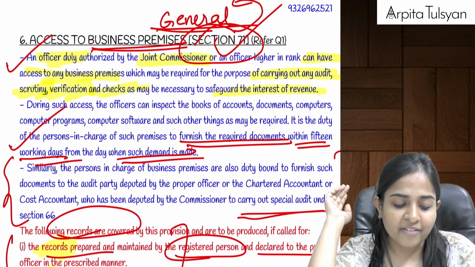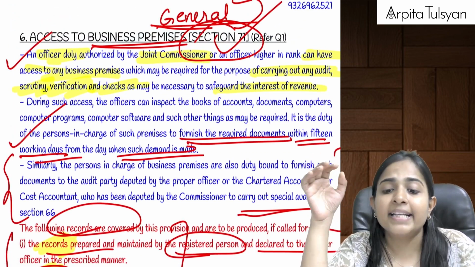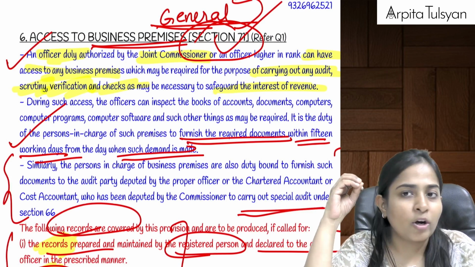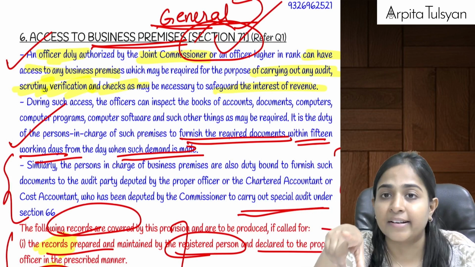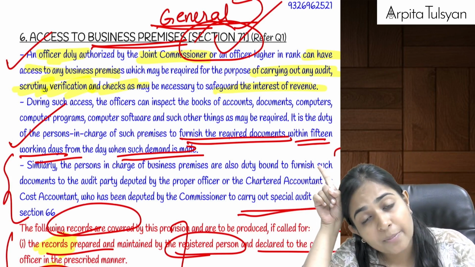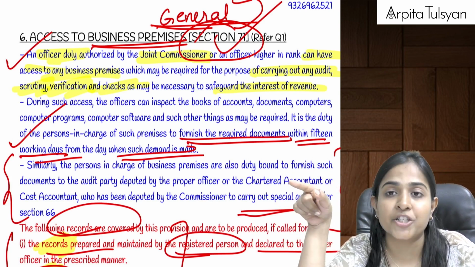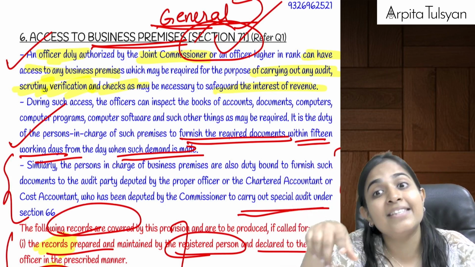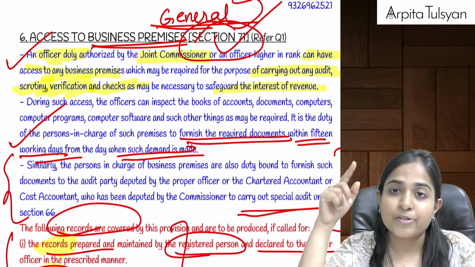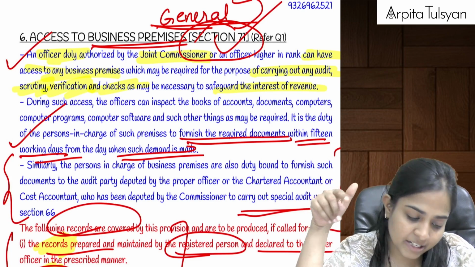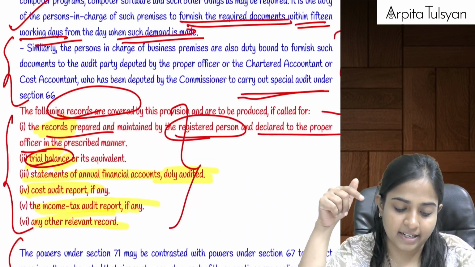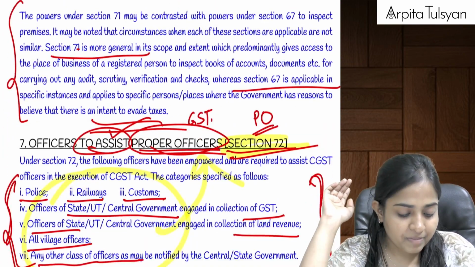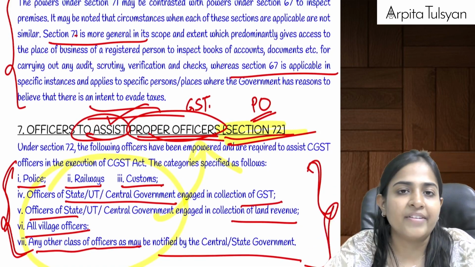Whenever we are talking about section number 71, it's not necessary that there is some evasion of tax that has happened. That's why section 71 is a very general section. But when we were talking about section number 67, which was talking about inspection, that was conducted when the JC or above had reasons to believe about all those things. So 67 was specific, but section number 71, the section that we just studied, is very general.